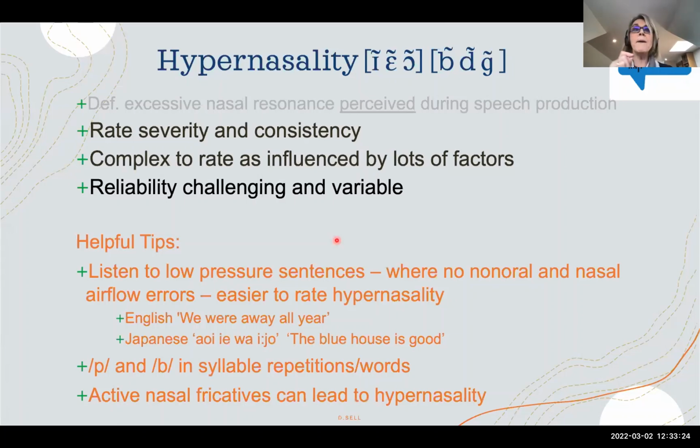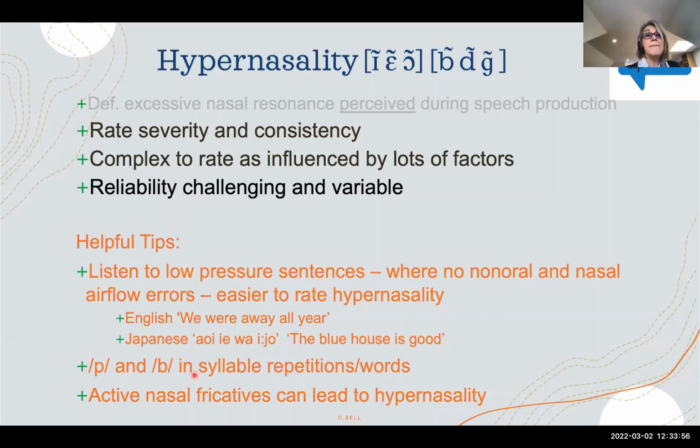But let's think of some helpful tips. If you isolate your low pressure sentence or sentences where there are no non-oral and nasal airflow errors, it is easier to rate hypernasality. So in English, that sentence would be, we were away all year. You do not have non-oral and nasal airflow errors. And in Japanese, 青い家はいいよ. Thank you, Yoshiko.